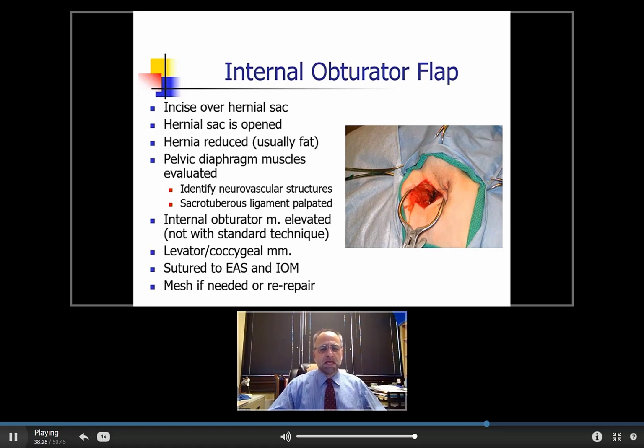So the pelvic diaphragm muscles, again, we're going to look at the levator ani and the coccygeus, and depending on how much muscle is still there, determine how we're going to fix this. If those muscles are still pretty beefy and thick, then we may do a standard repair where we just basically sew all the muscles back together. But typically these muscles are atrophied, and in those cases we have to do an internal obturator muscle flap. And if all the muscles are really atrophied, including the internal obturator, then we'll put a piece of mesh in there, or we'll use that to bolster it.